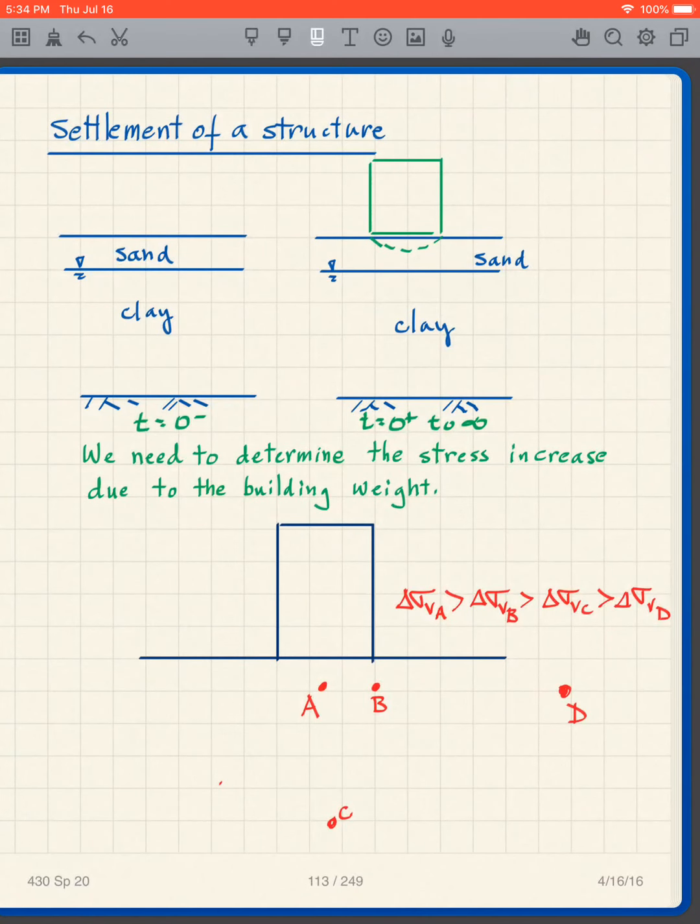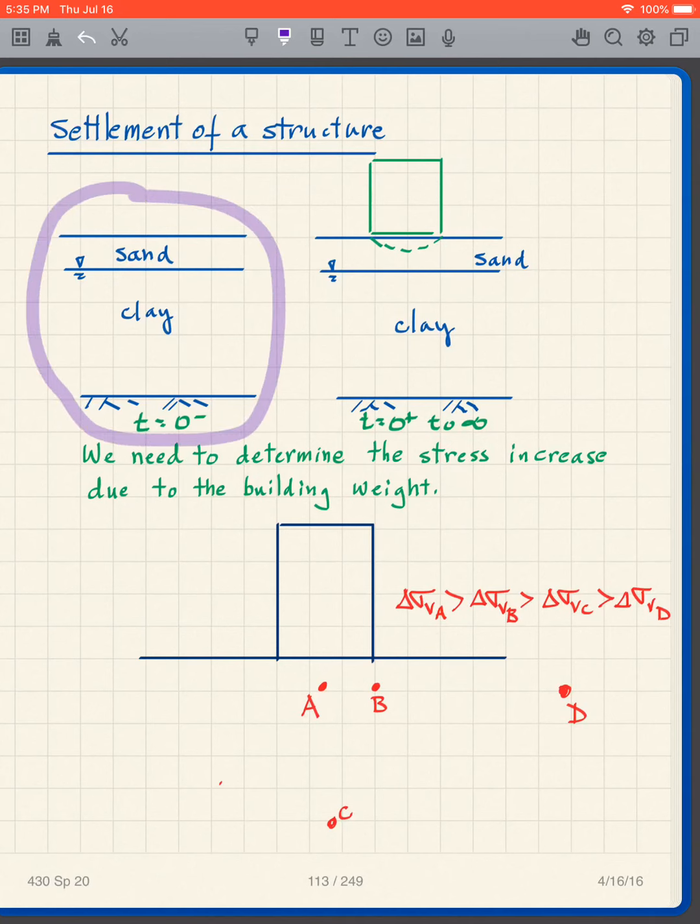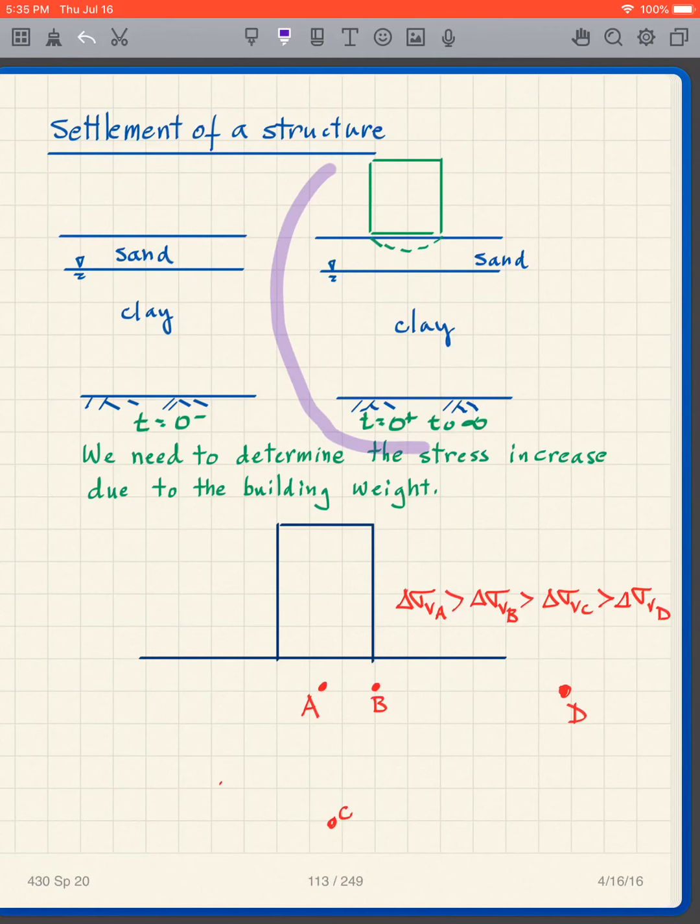All right, we want to consider the settlement of a structure instead of just a fill. So let's take a look at the aspects of analyzing a structure. Just as an example here, I've got my t equals 0 minus situation. In this case, I have sand over clay. And then my t equals 0 plus to t equals infinity situation.